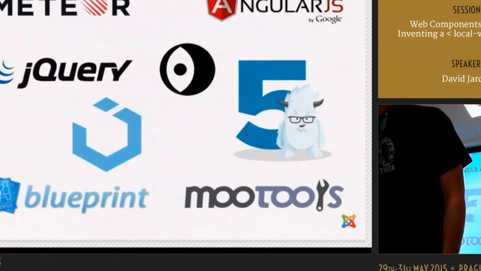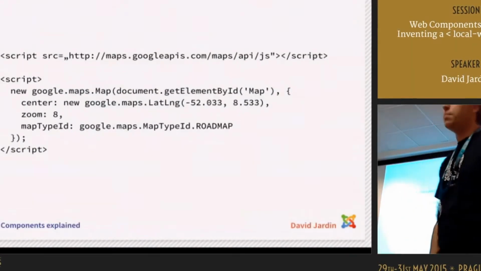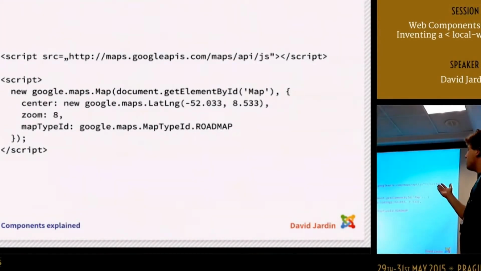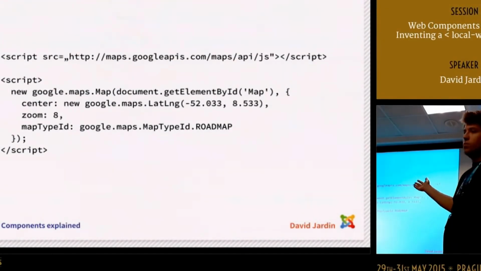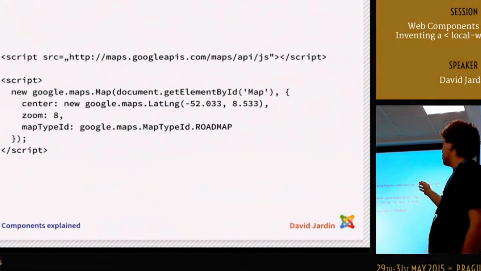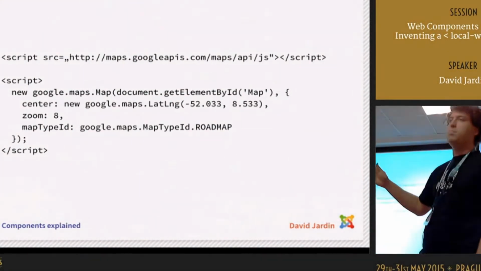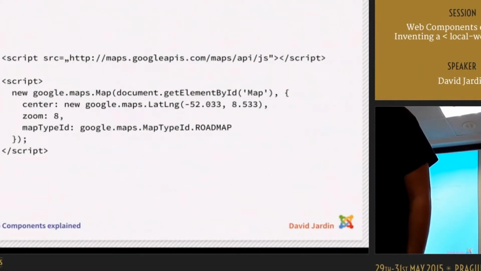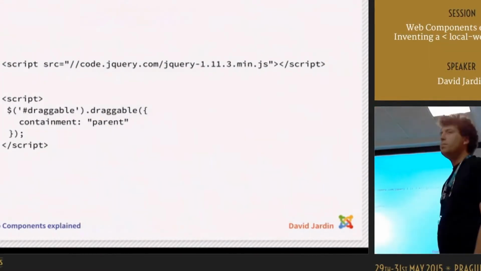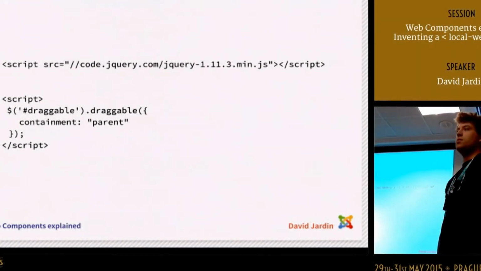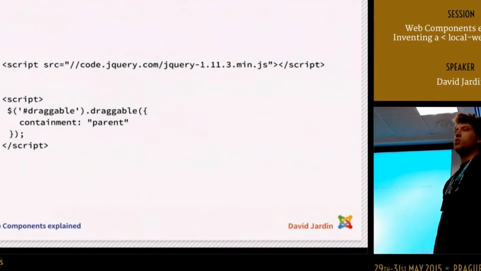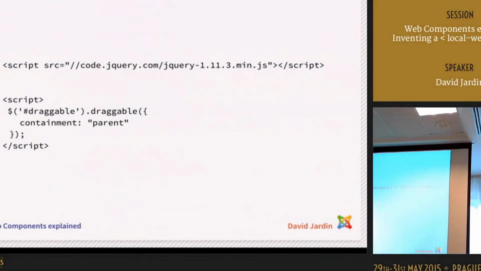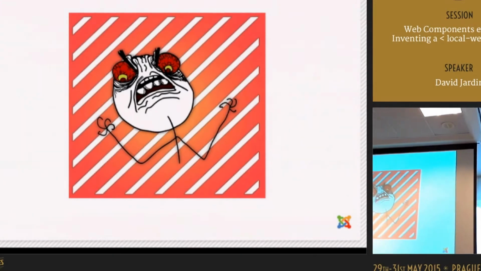And even worse, we lack some proper APIs. For example, if you want to include a Google map, it looks like this. You have this new and some parameters. You're working with getElementById, which is the native JavaScript API. And when you're using jQuery, the API looks completely different. Different method names. It's just a different world. And that really can drive people crazy, right?